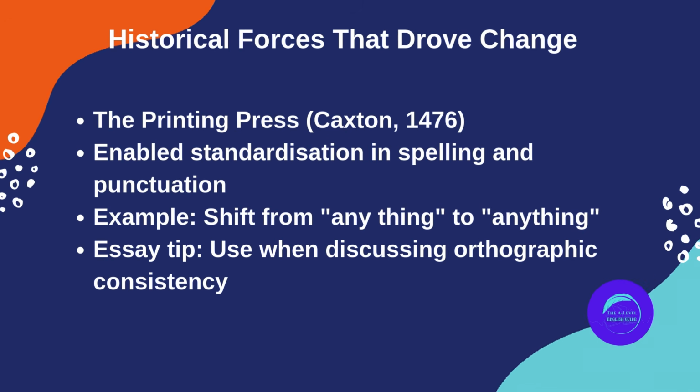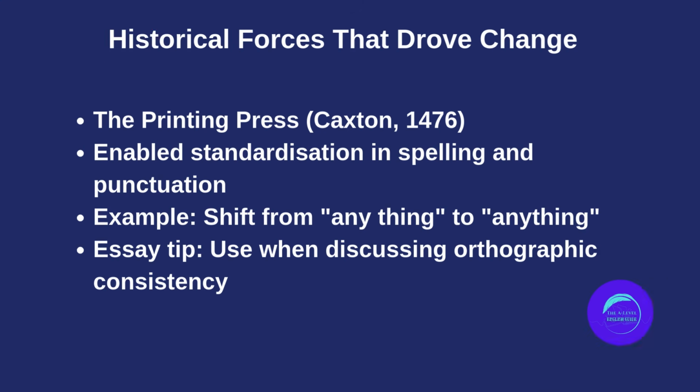The printing press, introduced by Caxton in 1476, allowed mass production of texts and pushed towards spelling and punctuation consistency. Before printing, variations like "any thing" were common. But with more readers and more published material, consistency became essential. The printing press helped drive the shift from "any thing" to the modern compound "anything."